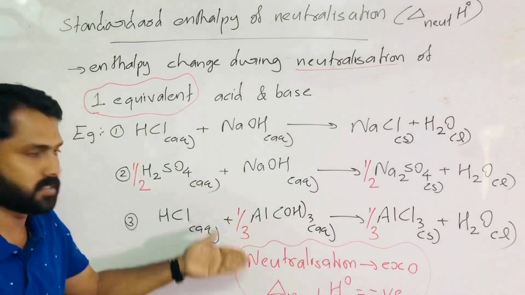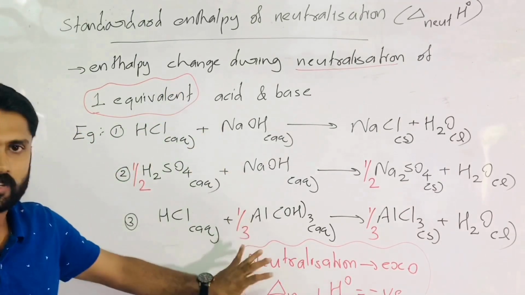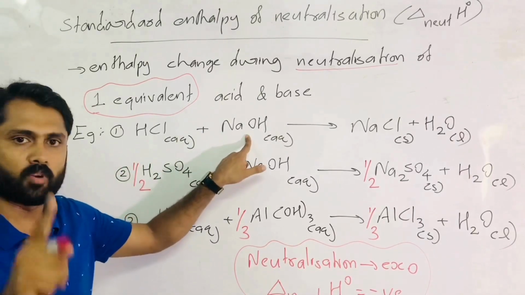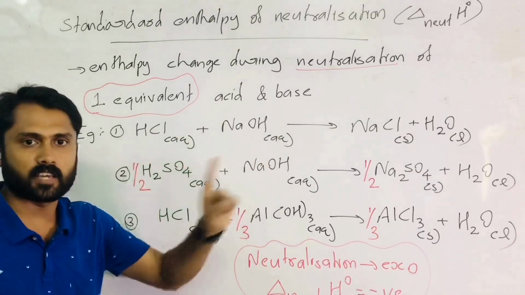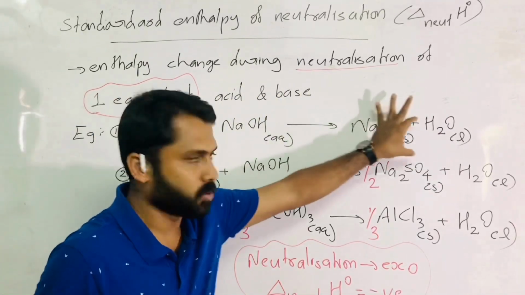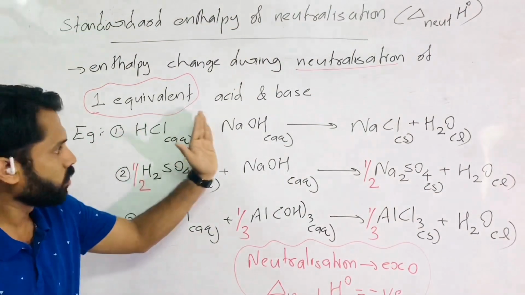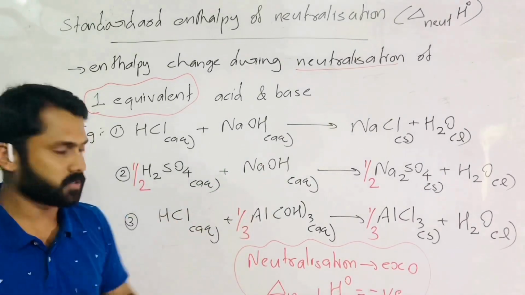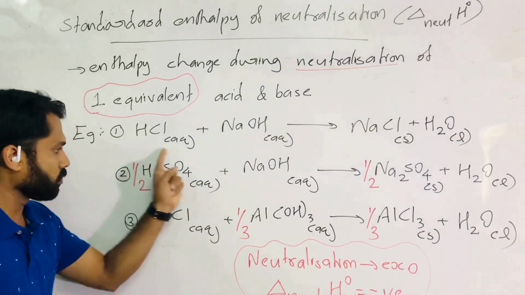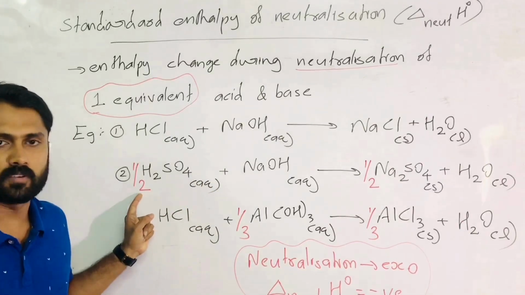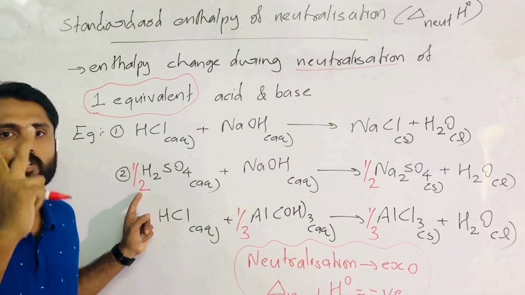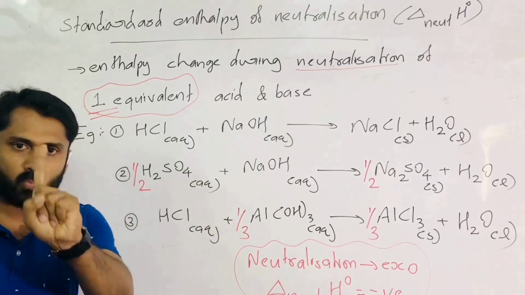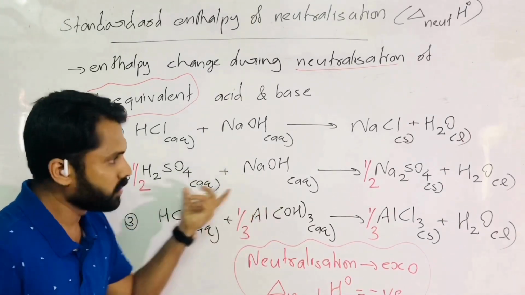I am giving here 3 examples. All are balanced equations. HCl 1 mole means 1 equivalent. NaOH 1 mole means 1 equivalent because their valences are 1. So HCl and NaOH means 1 equivalent plus 1 equivalent, there is no doubt. Here, in the balanced equation, I use half H2SO4. Why? 1 mole H2SO4 means 2 equivalents. By definition, we want 1 equivalent. So, half H2SO4, 1 equivalent, and NaOH, 1 equivalent, will react.